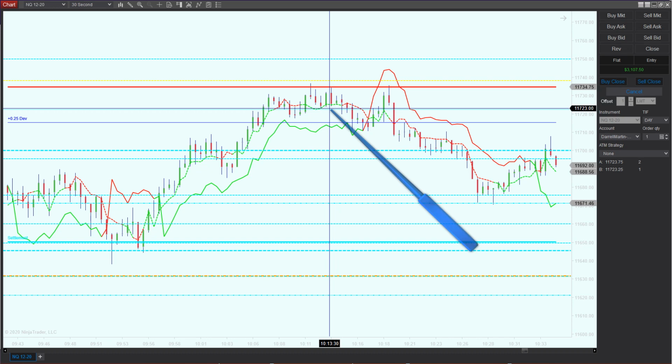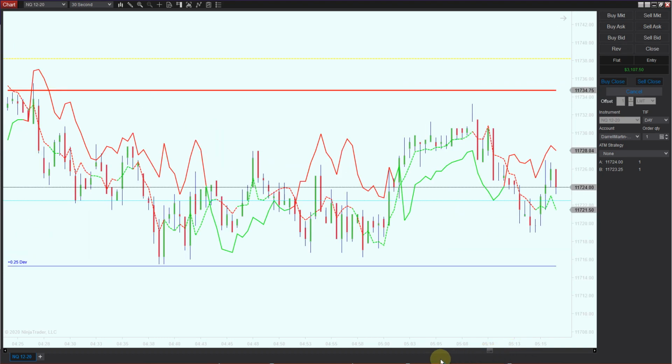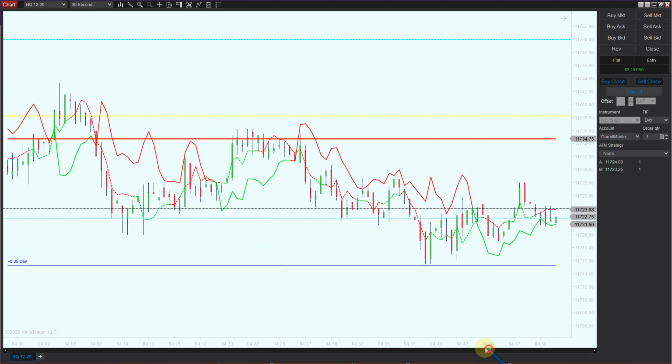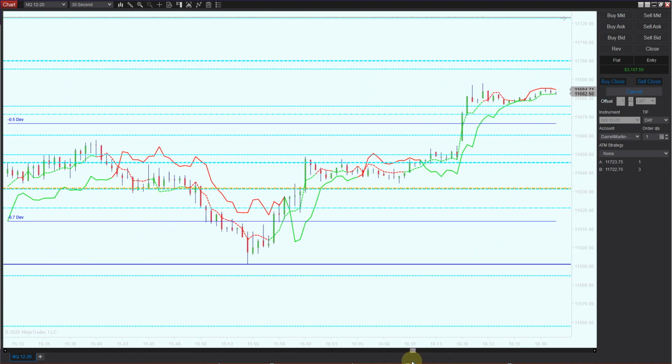What is a gap level? When the market closes on Friday and opens on Sunday, there's usually a gap, which often does fill.